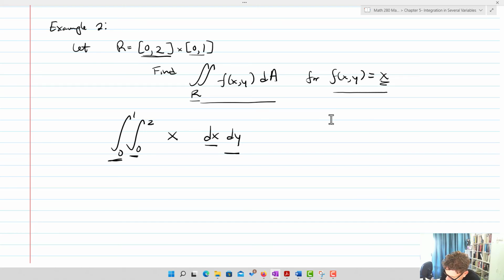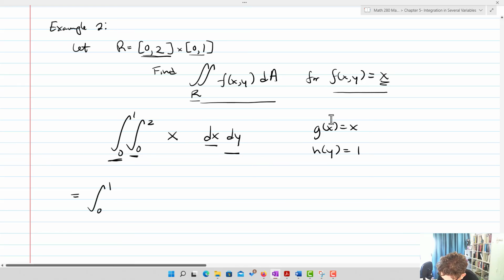Again, this is one of those examples where I can separate this out. I can let g of x equal x, and I can let h of y equal 1. Right? 1 is still a function of y. It's just a constant function, and that's going to make our lives a bit easier. So if I separate out my integral, I end up with the integral from 0 to 1 of 1 dy times the integral from 0 to 2 of x dx.